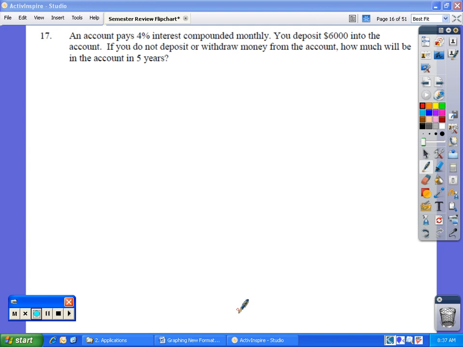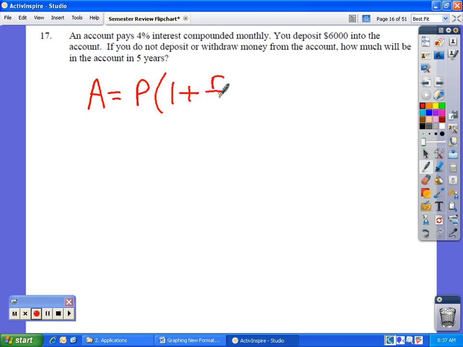The equation that you can use to solve this is on the front of your packet, and it says A equals P times (1 plus R over N), all raised to the NT. This is the type of formula that you use when you see the words compounded something, either if it's compounded monthly, yearly, annually, semi-annually, daily. When you see the word compounded, this is the equation that you should be using.